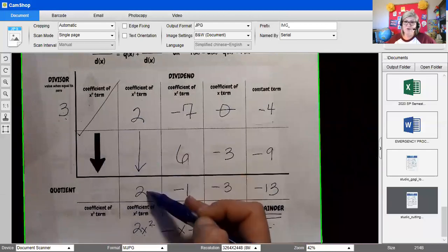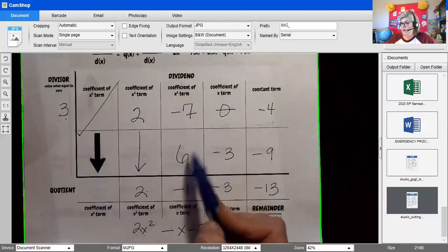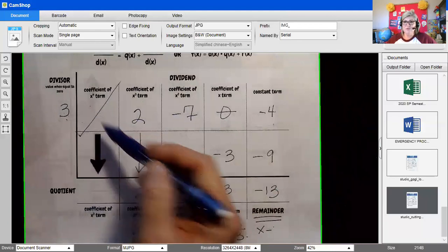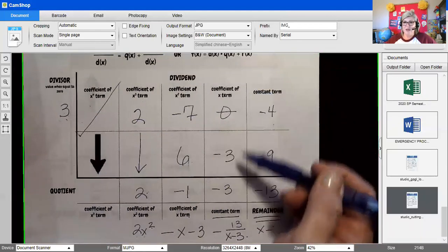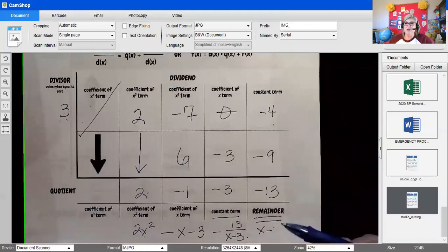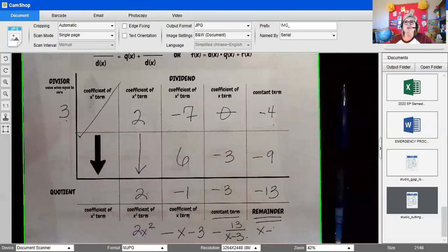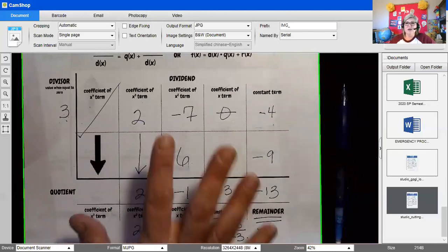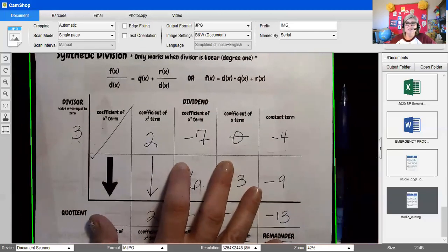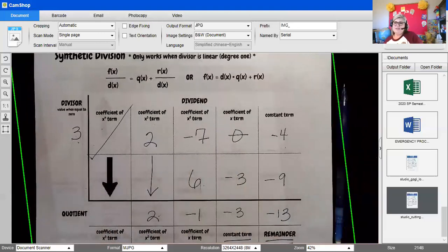Remember, bring straight down your first term, multiply, put it up here, add. Multiply, put it up here, add. So you just do that process over and over. But I strongly encourage you that as you're getting used to it, you use this type of guided note to lead you through the process.